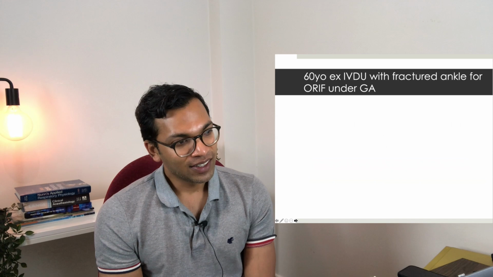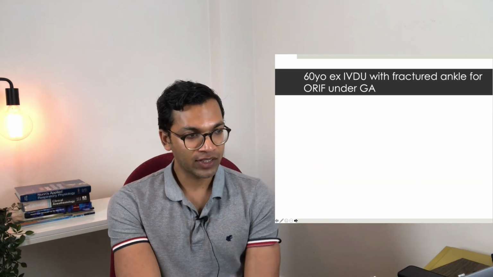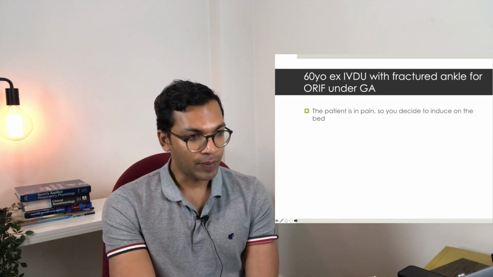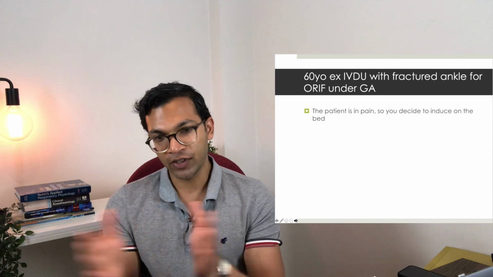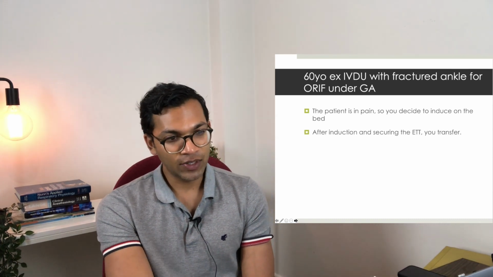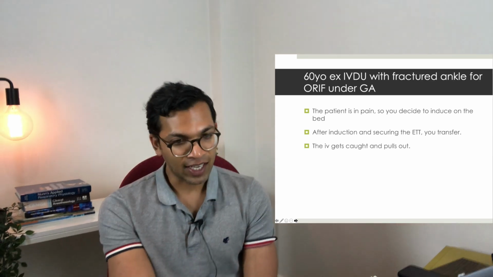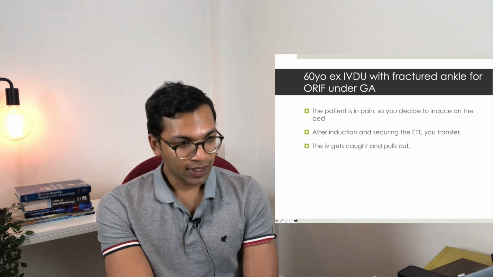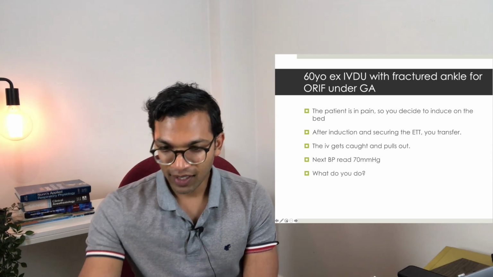Not good. Okay, next one: 60-year-old ex-IVDU with fractured ankle for open reduction, internal fixation under GA. The patient is in a lot of pain, so you decide to induce on the bed before transferring onto the table. Now, I don't know if any of you have done this, but you've done the induction, you secure the ETT and you transfer, and then the IV gets caught because it's looped very nicely and catches on something and pulls out. The next BP reading is 70. What do you do?